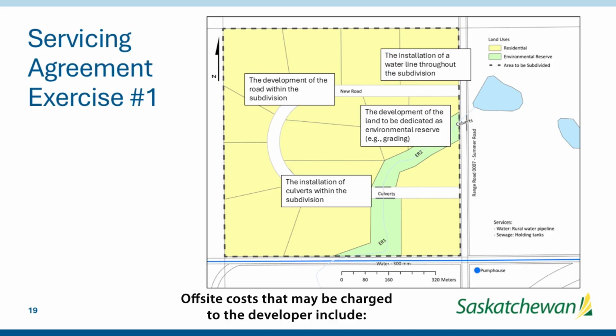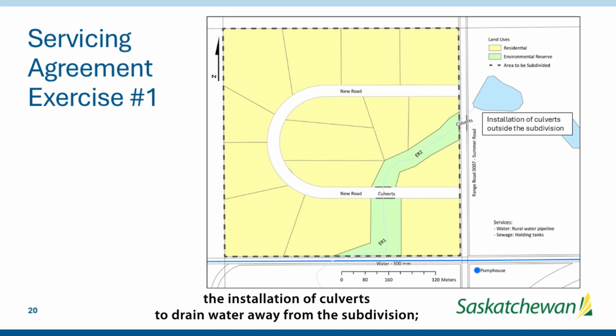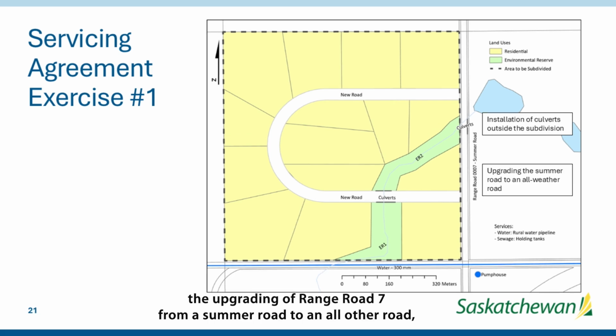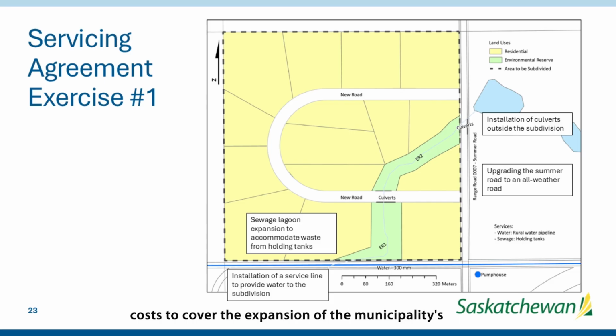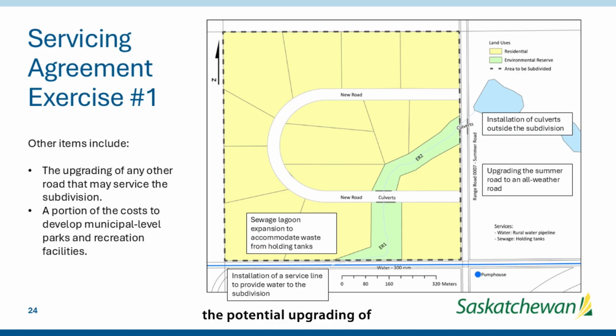Off-site costs that may be charged to the developer include the installation of culverts to drain water away from the subdivision, the upgrading of Range Road 7 from a summer road to an all-weather road, as it will now be used throughout the year, the extension of the rural water pipeline to service the subdivision, costs to cover the expansion of the municipality's sewage lagoon to accommodate the waste generated by the subdivision if holding tanks are to be used. If the waste will be disposed of in another municipality, this cost may be paid to that municipality. The potential upgrading of any roads servicing the subdivision, and a portion of the cost to develop municipal-level parks and recreation facilities.